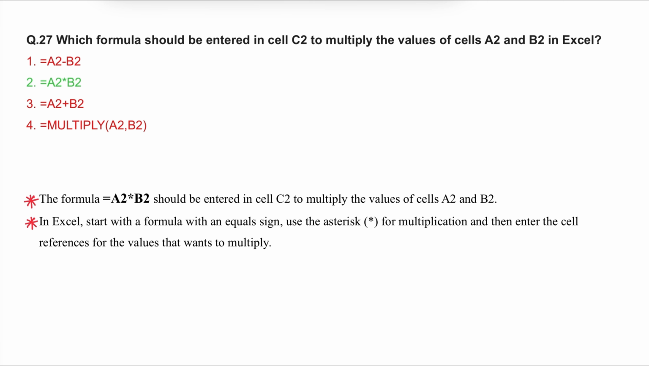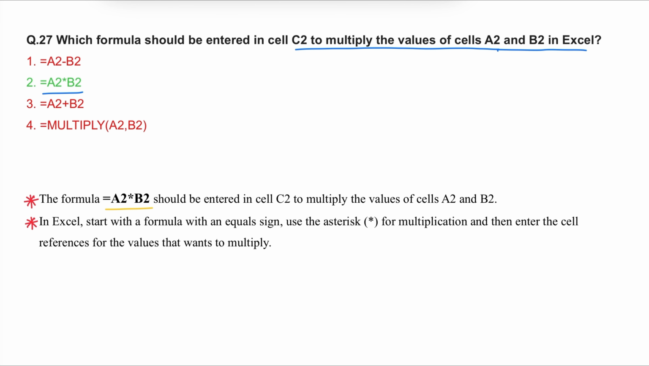Next question. Which formula should be entered in cell C2 to multiply the values of cell A2 and B2 in Excel? The formula equal to A2 multiplied with B2 should be entered in the cell C2 to multiply the values of A2 and B2. Correct answer option 2.